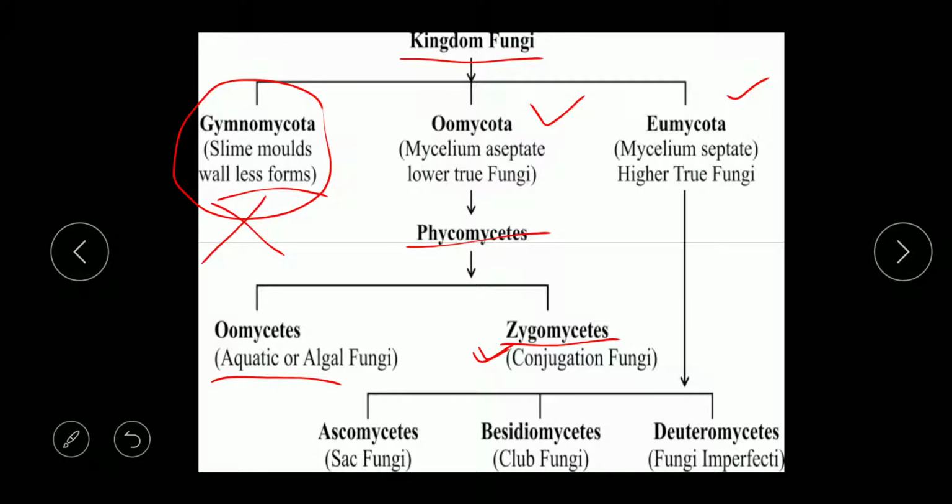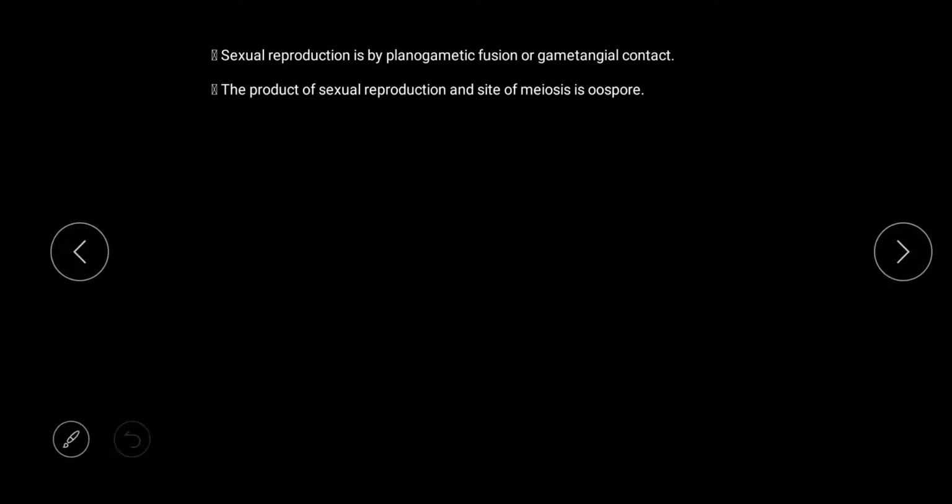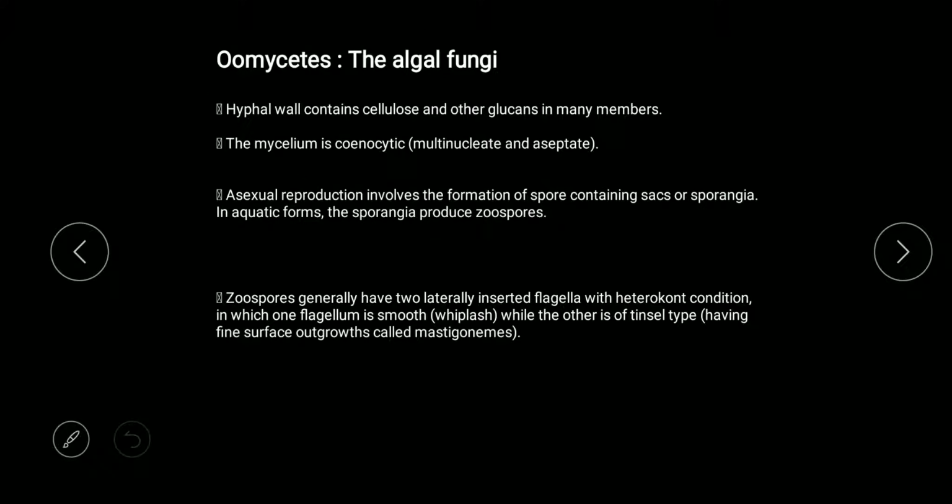And these are lower fungi, so they have aseptate mycelium, aseptate hyphae. But when we talk about Eumycota, that is the true fungi, the higher fungi, we will study Ascomycetes, Basidiomycetes and Deuteromycetes. Ascomycetes are known as sac fungi, Basidiomycetes are known as club fungi, and Deuteromycetes are known as fungi imperfecti. Okay, so these are the classification of fungi. Now we deal with each class in detail.